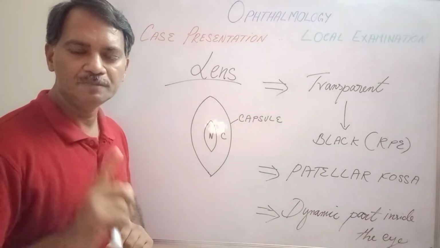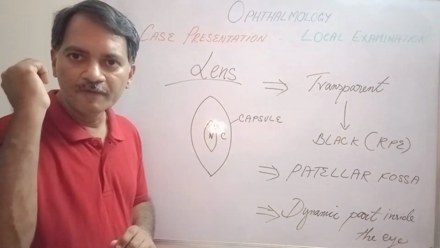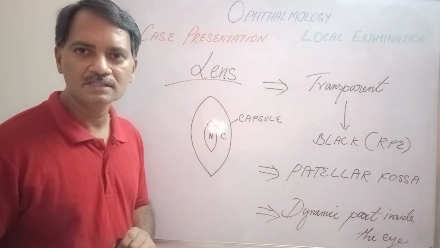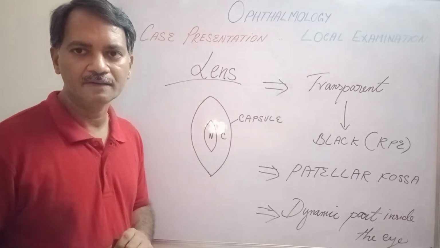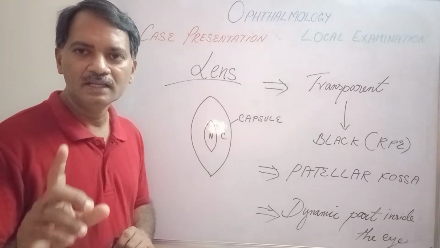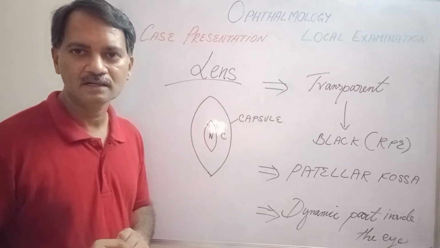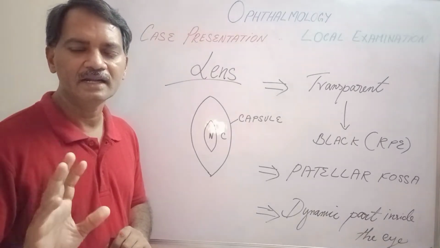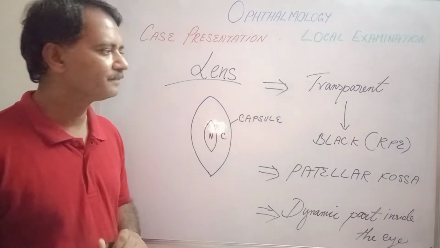Lens appears to be black in color when you examine the eyes. Where do you examine for the lens? Within the pupillary area. Actually, lens is a transparent structure. It appears black because of the underlying retinal pigment epithelium.